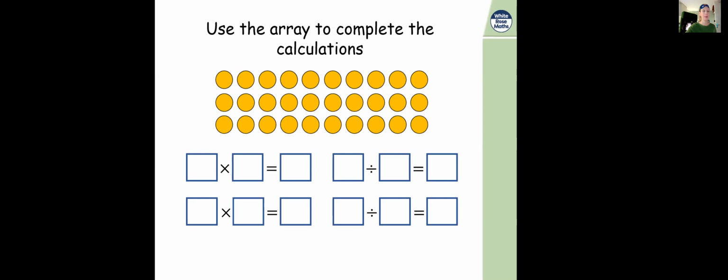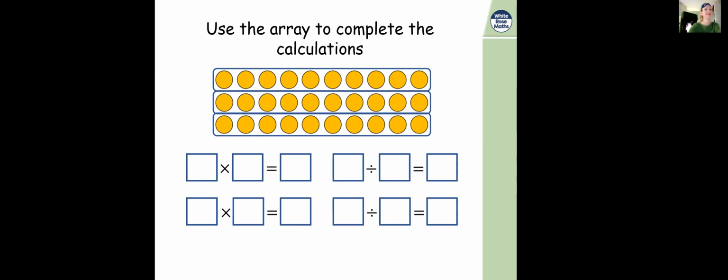You had a good idea? If you're still struggling, this might help you out. Well done. 3 times 10. We've got 3 rows, 10 columns, 3 lots of 10 equals, what's 3 times 10, everybody? 30. 3 times 10 equals 30.